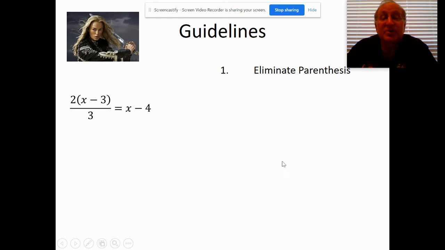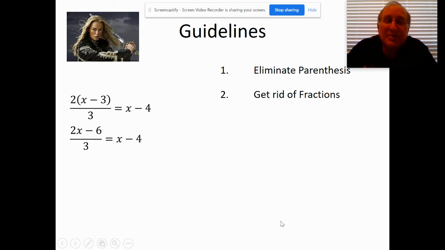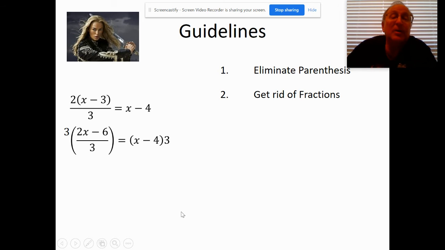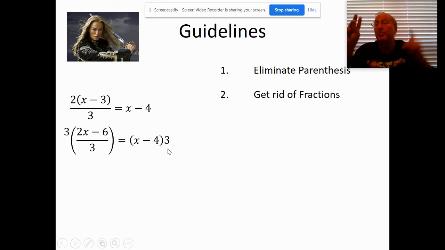And I can do that by distributing the 2 to the x, and 2 times x and 2 times negative 3 makes negative 6. The next thing I might want to do is, most of us don't like fractions, so let's get rid of them. And I can do that by simply multiplying by a common denominator. In this case, there's only one denominator, so I can multiply everything by 3. But I have to multiply the entire left side by 3 and the entire right side by 3. You have to do both sides, not just one, both.